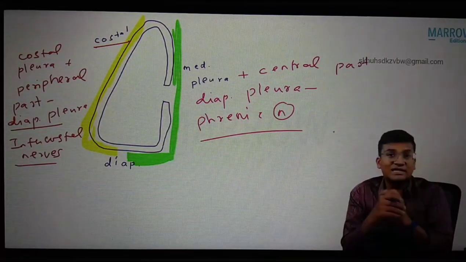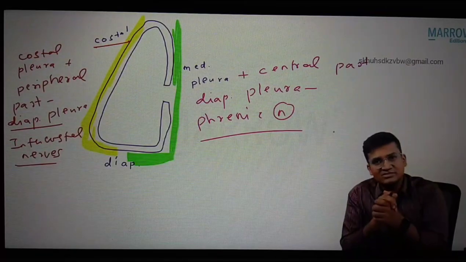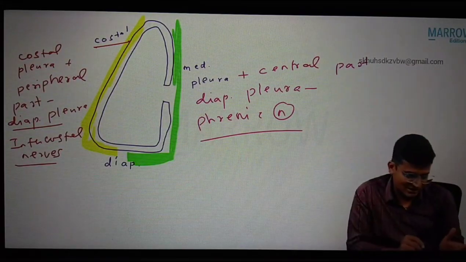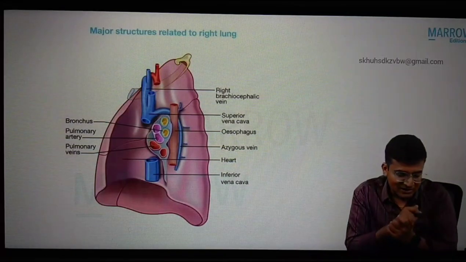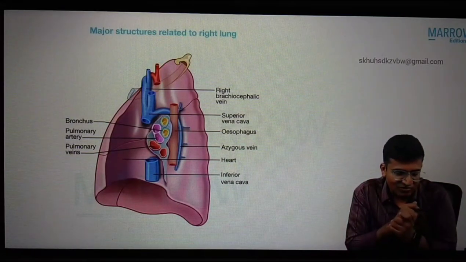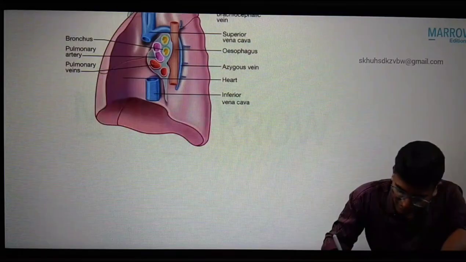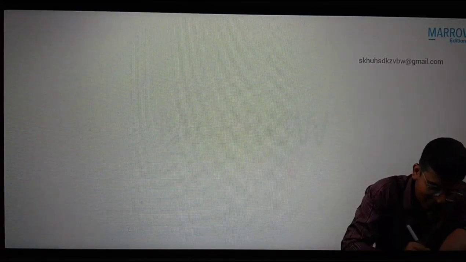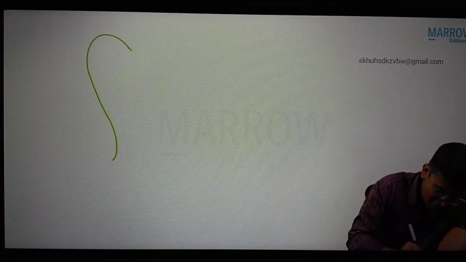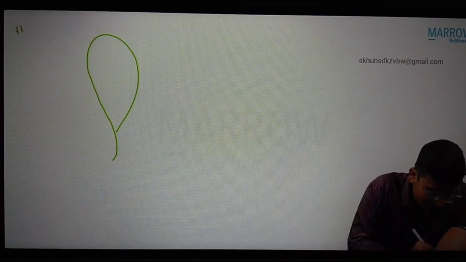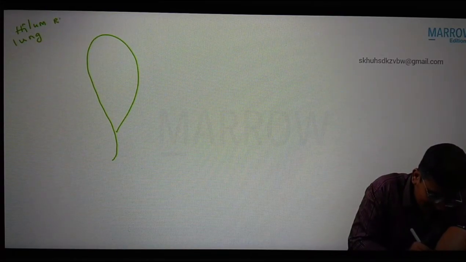Next, we're going to see lungs. See, lungs, we're going to concentrate mainly on the mediastinal surface. So that is where we get questions. Now, see the diagram. So now we are seeing the mediastinal surface of the right lung. Now, the first and foremost thing, the structures arranged in the hilum. So now this is the hilum. This is the hilum of the right lung.